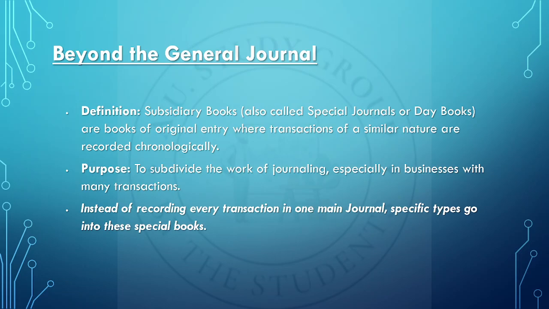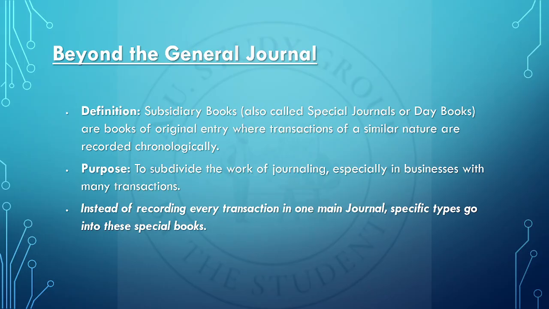Okay, now you understood what a subsidiary book is. They are also called books of original entry, just like the journal. Each subsidiary book is a specialized book to record one specific type of transaction. Think of them as specialized diaries. So instead of one diary for everything, you have a special diary for, say, cash transactions, a special diary for credit transactions, a special diary for purchases, and so on.